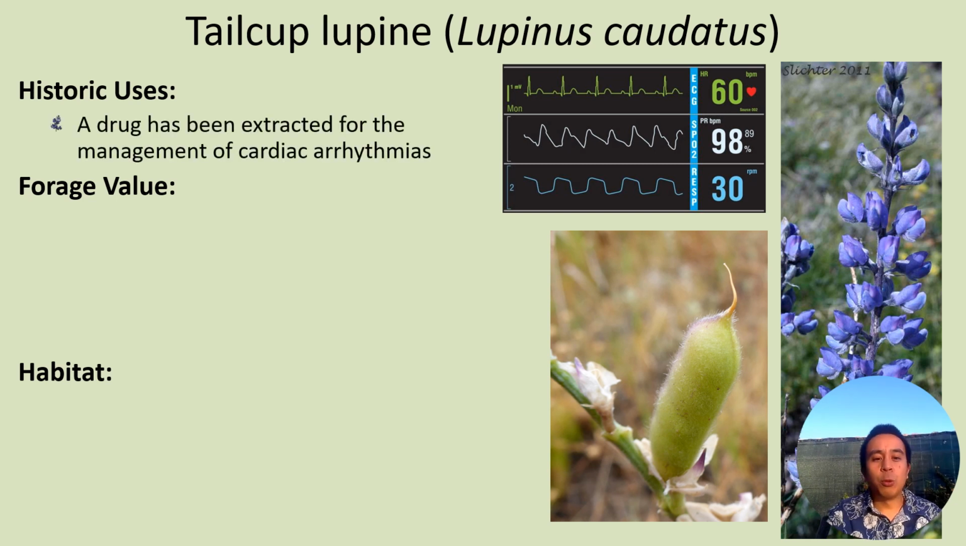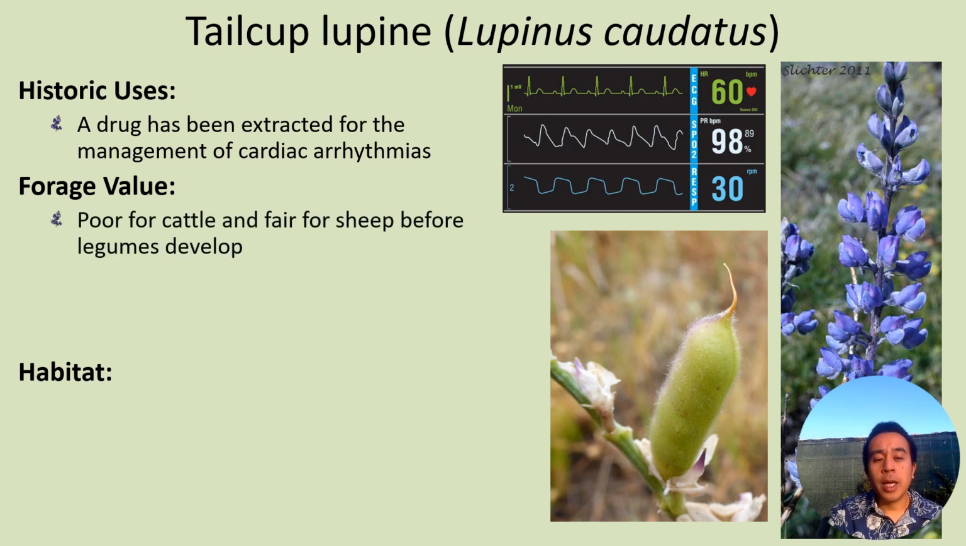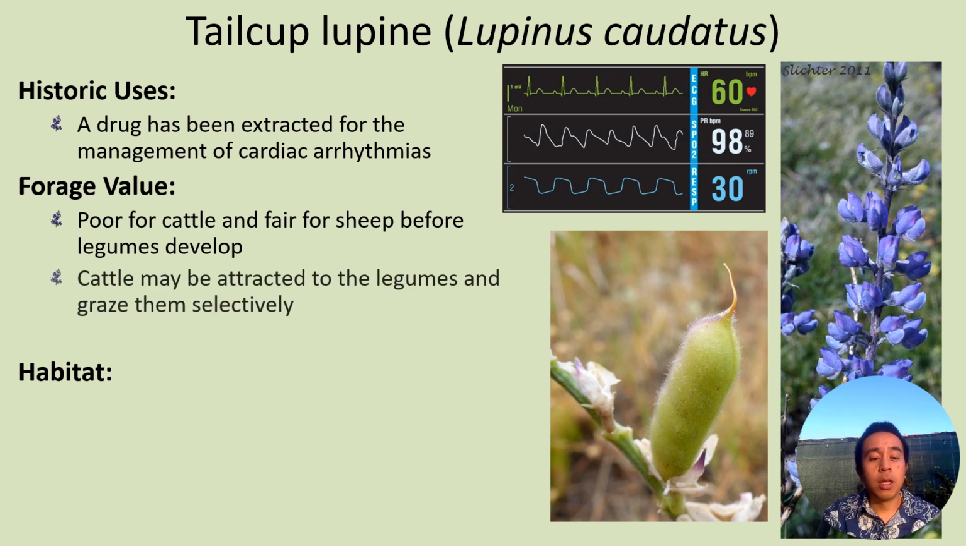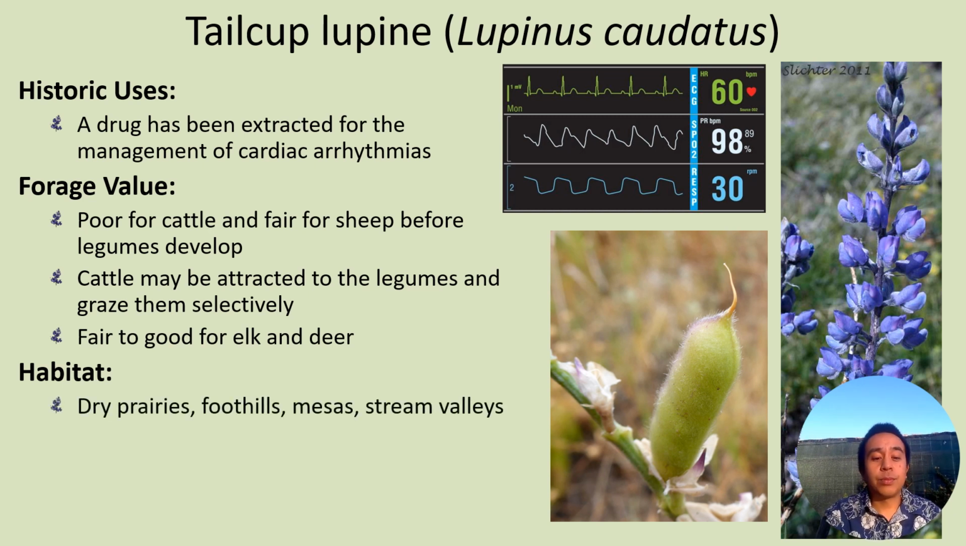Historically, tail cup lupin has been used and extracted for compounds to help manage cardiac arrhythmias. In terms of forage, though, it's pretty poor for cattle and sheep before the legumes develop. Cattle can sometimes be attracted to legumes and also graze on them selectively, and this can also be good forage for elk and deer as well.